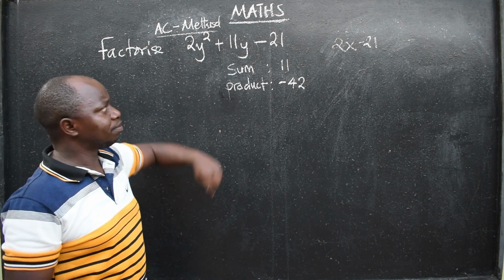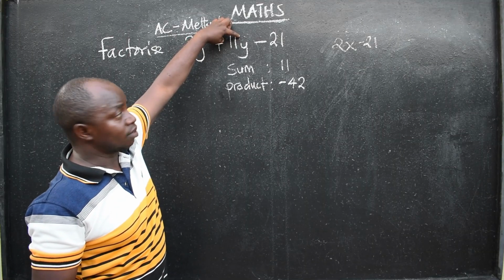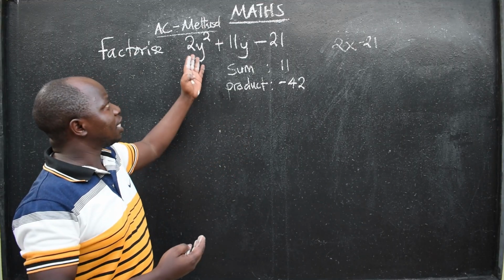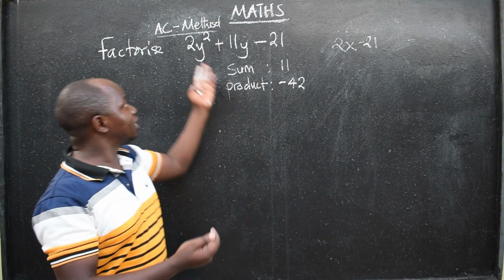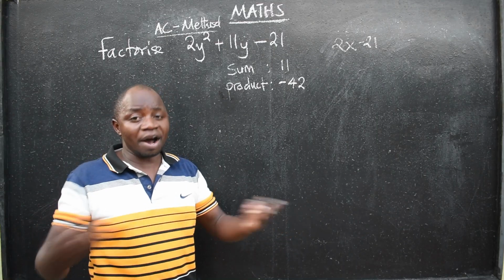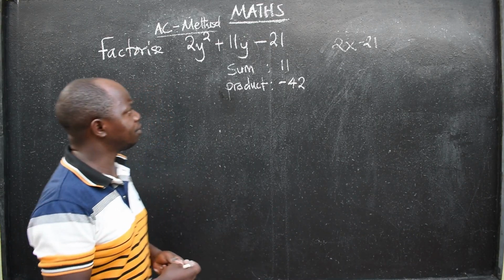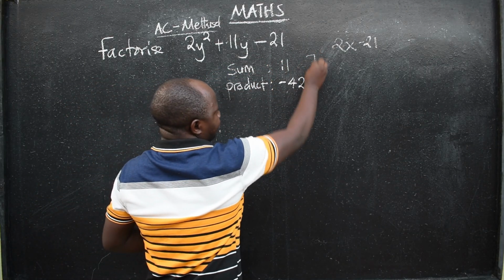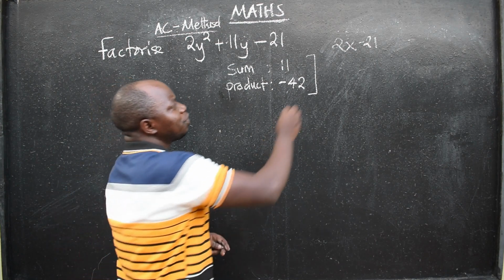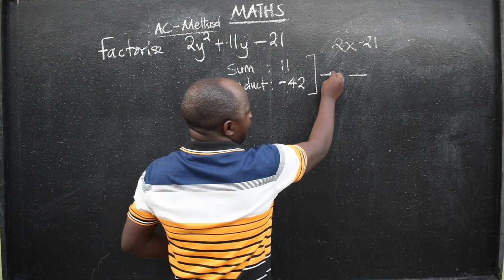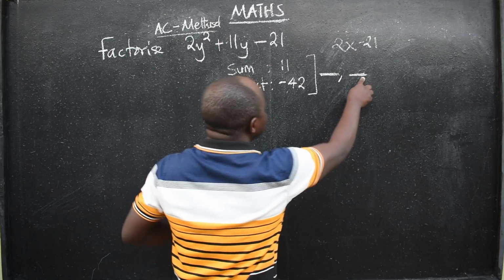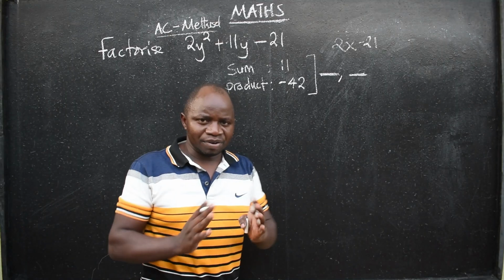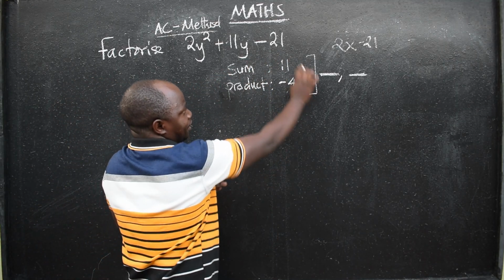We're using the AC method. So you look for sum, which is the coefficient of the y value. Remember, any variable can be used. It's not always y. X can be used, r can be used, s can be used, any variable can be used. So we have the sum and the product. After getting these two numbers, you are now going to get two numbers here. Those are the numbers that we are going to replace here.